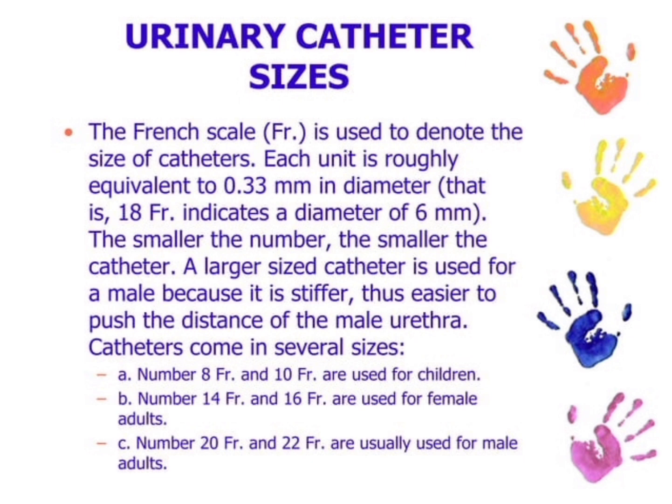The larger size catheter is used for the male because it's stiffer, thus easier to push the distance of the male urethra. Number 8 FR and 10 FR are used for children. Number 40 FR and 60 FR are used for female adults. Number 20 FR and 22 FR are usually used for male adults.